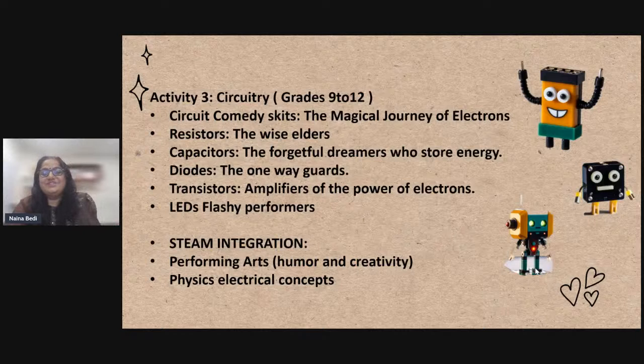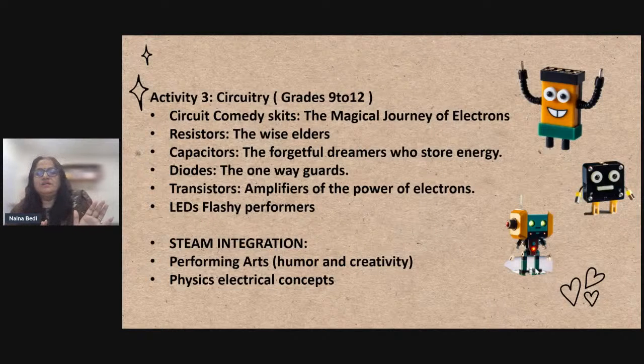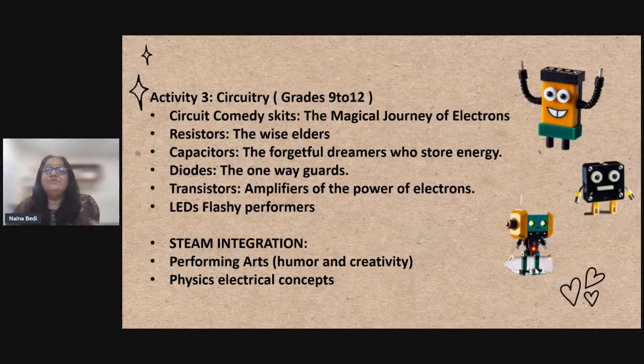This is the story which we just cooked up to teach the students in class 12. Yes. And then you can talk about the other characters also, like capacitors. What are they? They are forgetful dreamers because they do not like to allow the electrons to flow. They store energy. Okay. Then we have diodes. Everyone has learned about diodes.